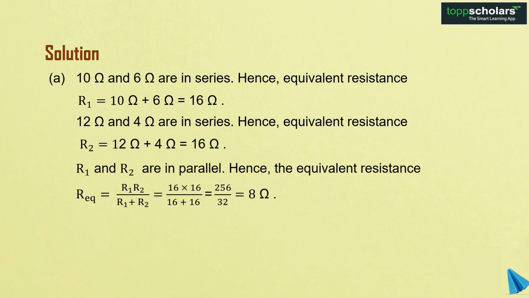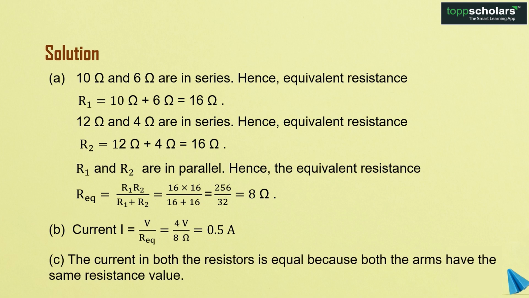R1 and R2 are in parallel, hence the equivalent resistance is given by R1 times R2 by R1 plus R2, that is 16 multiplied by 16 by 16 plus 16, that gives you 256 by 32, and that is 8 ohms. Current is given by V by R, so 4 volt by 8 ohms, that is 0.5 ampere. And the last part, that is C part, the current in both the resistors is equal because both the arms have the same resistance value.